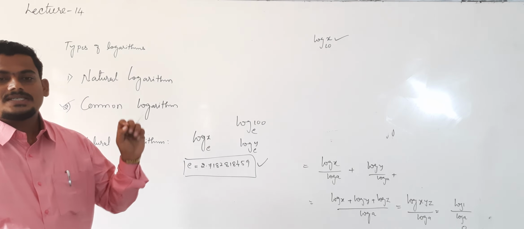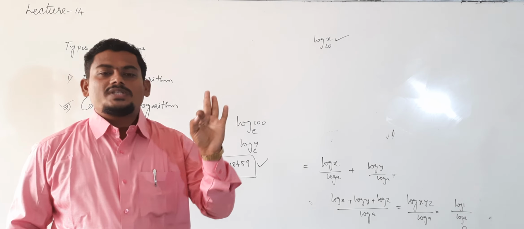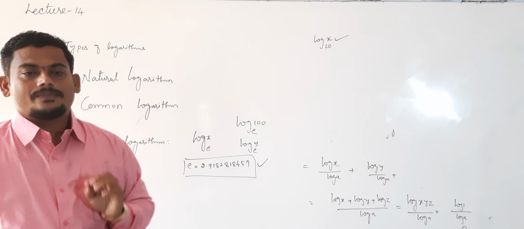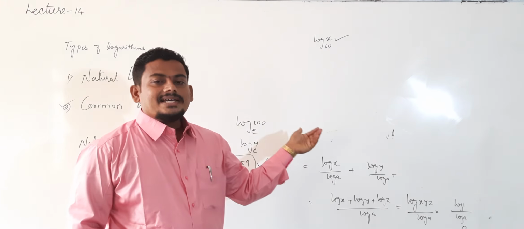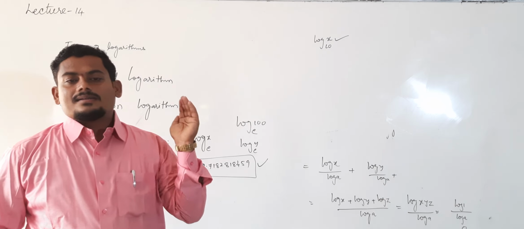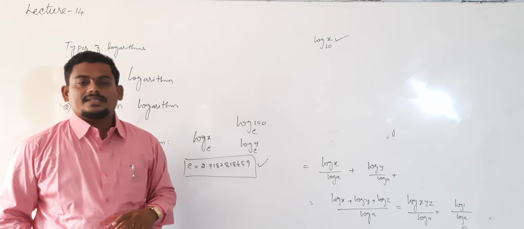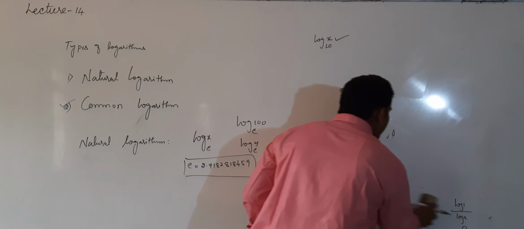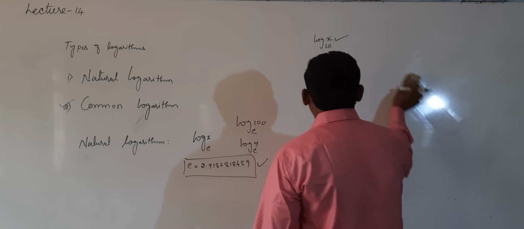Once again, definitions. The logarithm to the base e is called natural logarithm. The logarithm to the base 10 is called common logarithm. Now, relationship between common logarithm and natural logarithm.